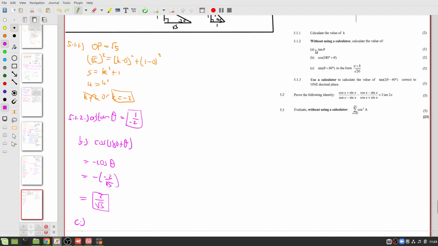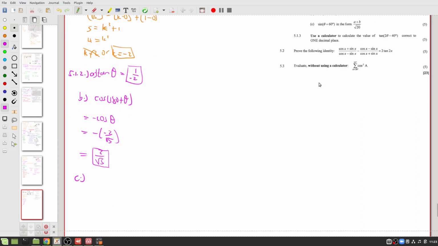5.1.2c. Okay, without using a calculator, find the value of sine of theta plus 60. I'm just going to write the question down again. Sine of theta plus 60. And we have to get it in the form of a plus b over root 20. Okay, so let's ignore this form first. Let's just calculate what we can from here.